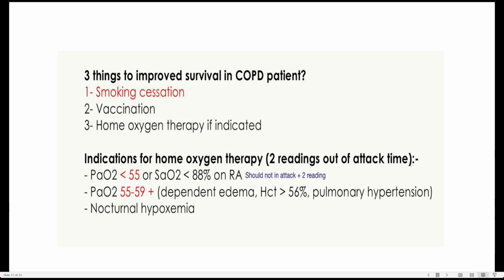There are other indications as well, like nocturnal hypoxemia or the partial pressure of oxygen being more than 55 if he has pulmonary hypertension. So these are other causes as well. This is from Jamiat Al-Qura, by the way.